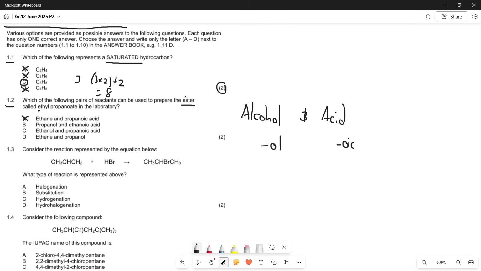It does not have an acid for the ester reaction, which means D is out. So what this means is that we have 2 options here. We have an ol and we have an oic. One thing to keep in mind is that ethyl propanoate, the "-yl" comes from the alcohol.